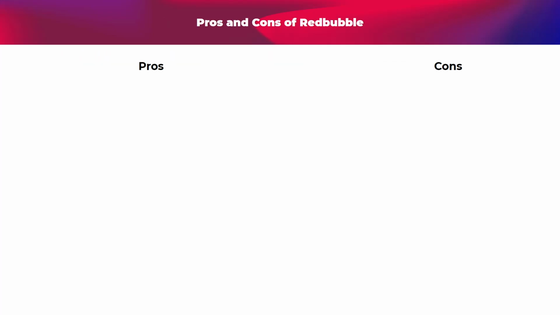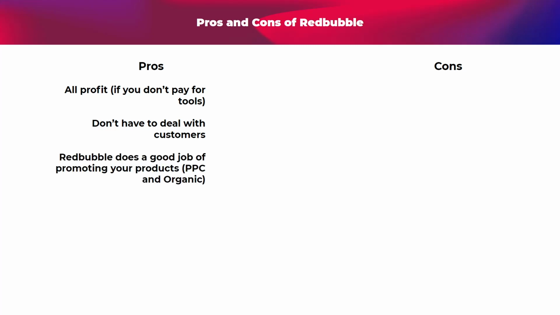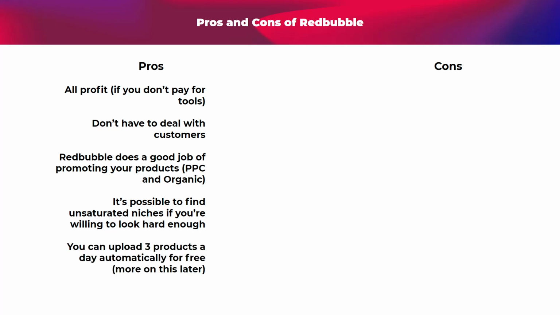So what are the pros and cons of Redbubble? The pros are everything is profit. If we don't spend money on tools, everything we make is pure profit. We don't have to deal with customers or returns or anything like that. Redbubble does a very good job of promoting our products, both paid advertising and organic SEO. It's possible to find unsaturated niches if you're willing to look hard enough using the methods I'll teach. You can upload 3 products a day automatically for free. I'll talk about that more in detail later.